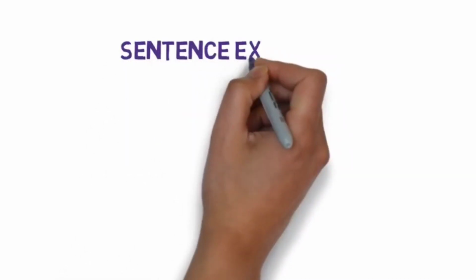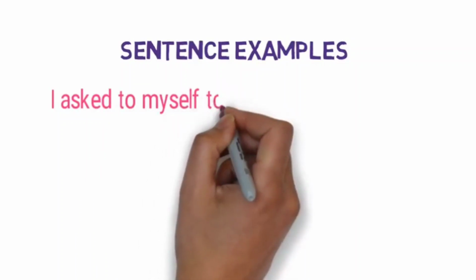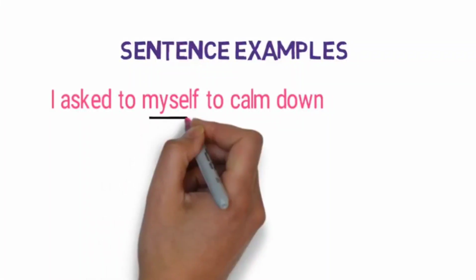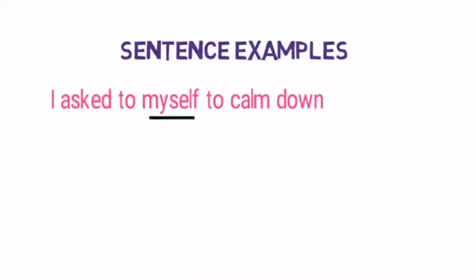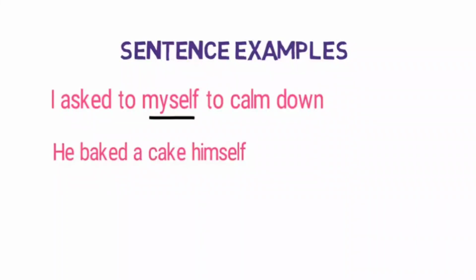Let's look into sentence examples of some of them. I asked myself to calm down. Here, both subject and object is I. So, myself is a reflexive pronoun. He baked the cake himself. Here, both subject and object is he. So, himself is a reflexive pronoun.